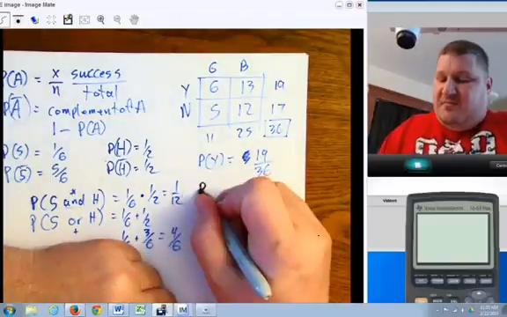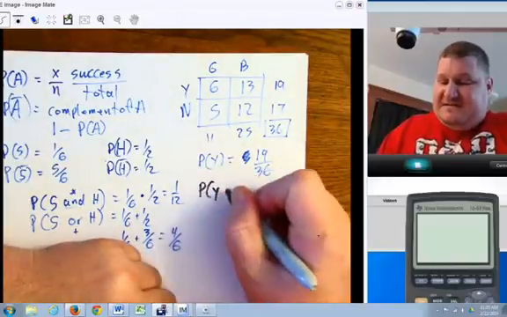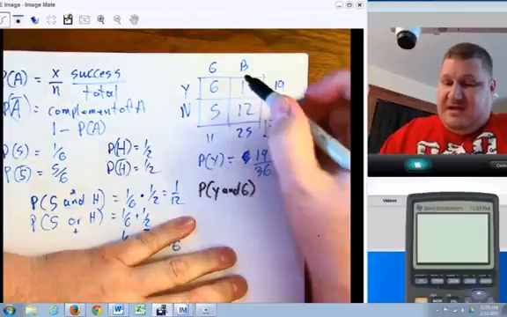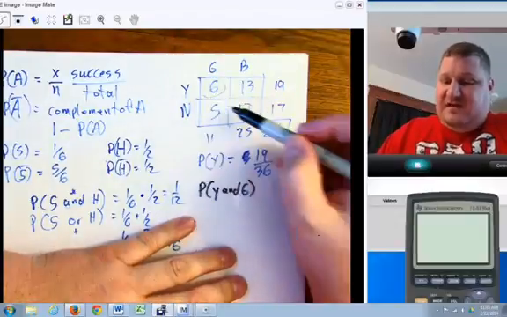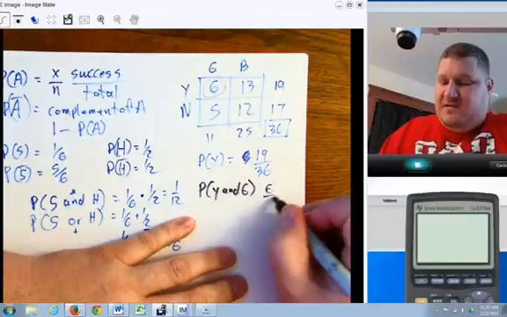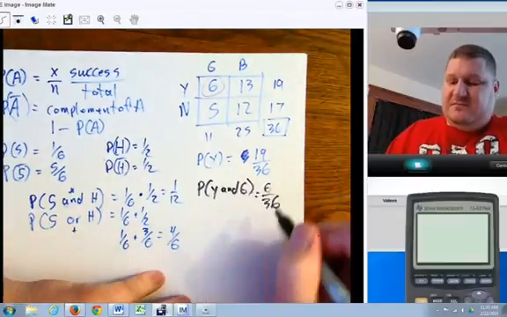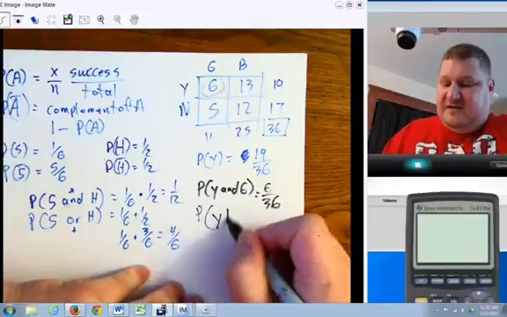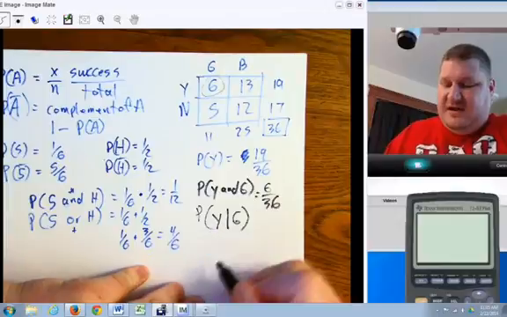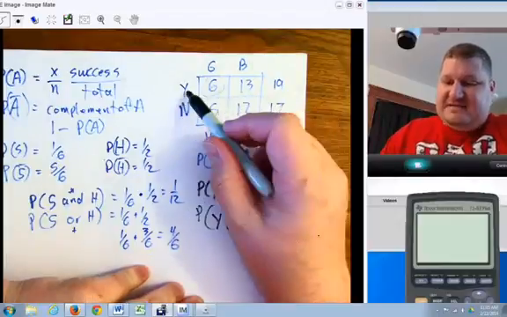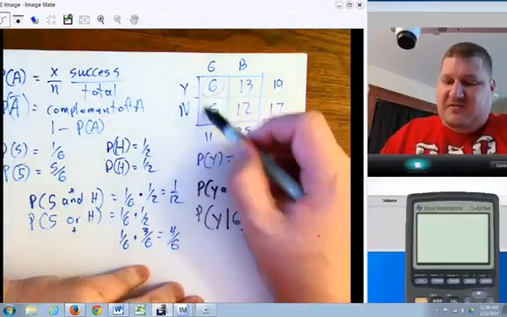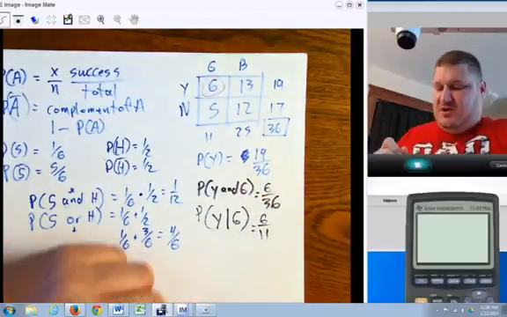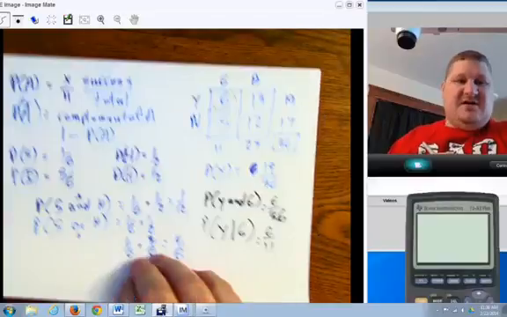If I wanted the probability of yes and green, it would be yes and green is going to be 6 out of 36. Now, if I wanted the probability of yes, given that I already know green, chances of yes, assuming I already have green, means 6 out of 11. So, a couple little basic probability pieces there.